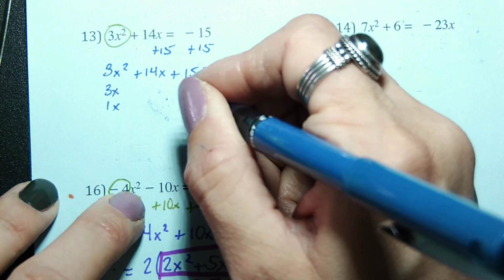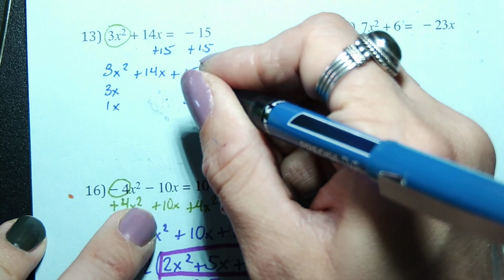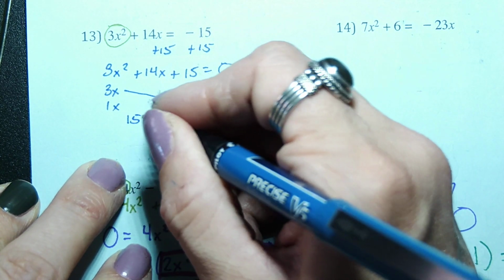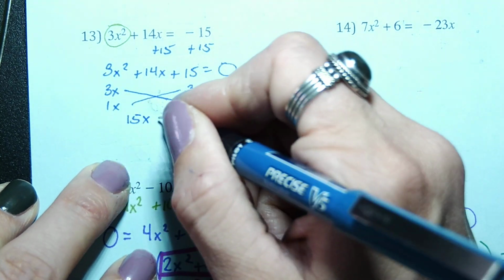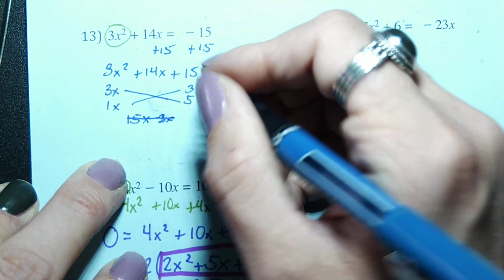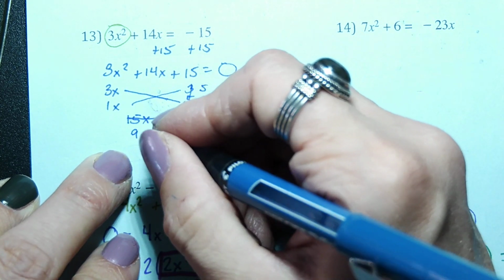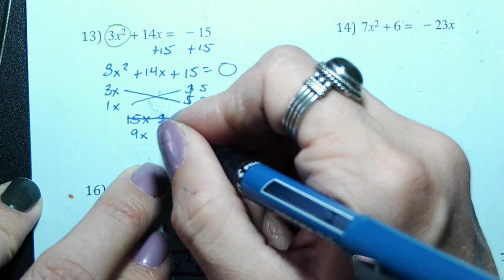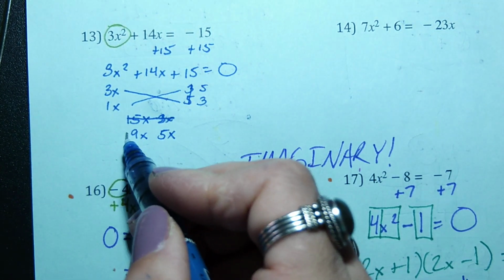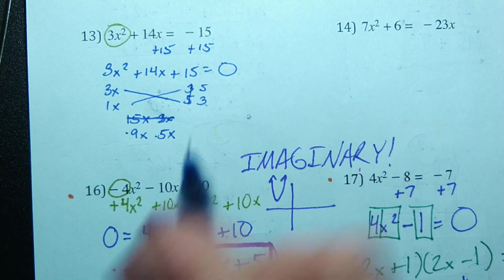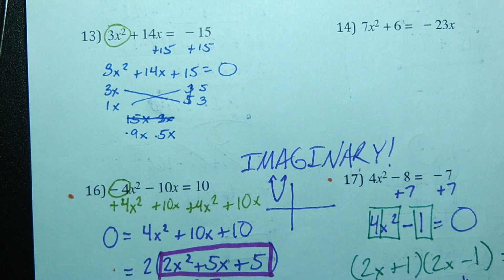15, let's go ahead and do 5 and 3. That gives me 15x. Nice. That gives me 3x. Ooh, not quite there. We'll try flipping them. This gives me 9x. This gives me 5x. Wonderful. If we make those both positive, then those will still give me the right product number of 15. So those are my factors.